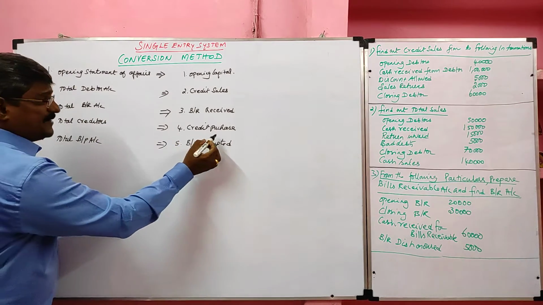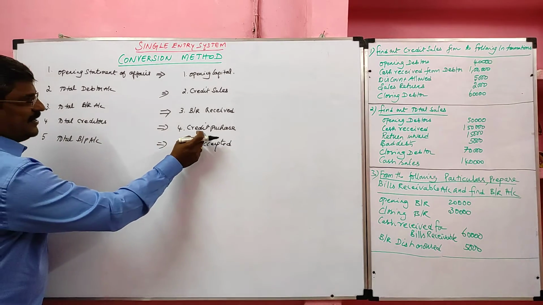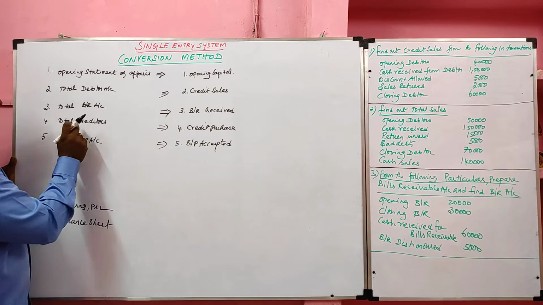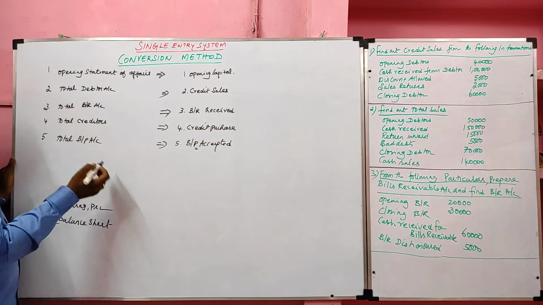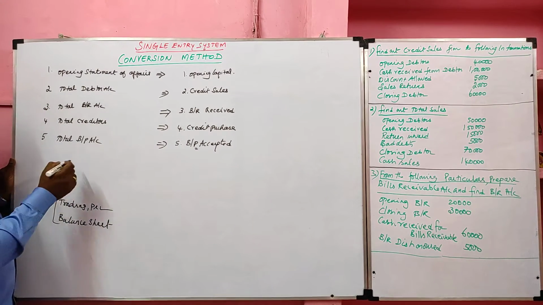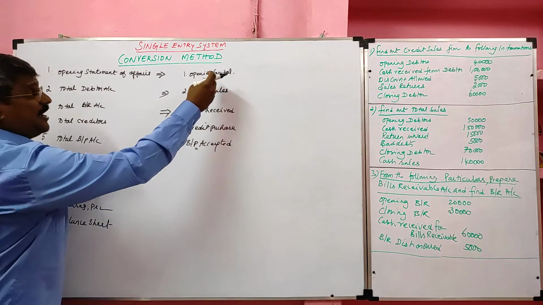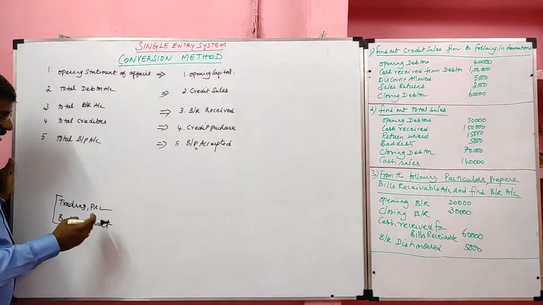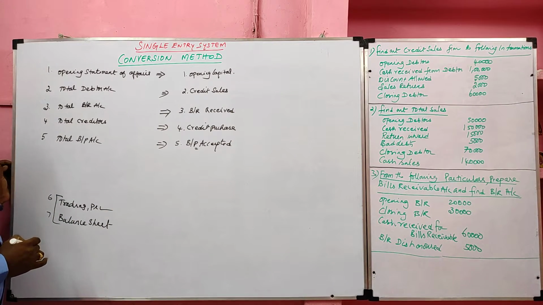Then credit purchase may not be given. With the help of the total creditor account, we can find credit purchase. For the preparation of the creditor account, we need bills payable accepted, so we have to prepare the total bills payable account. So this information may not be given. After finding this information, only then can we prepare the trading profit and loss account and balance sheet.